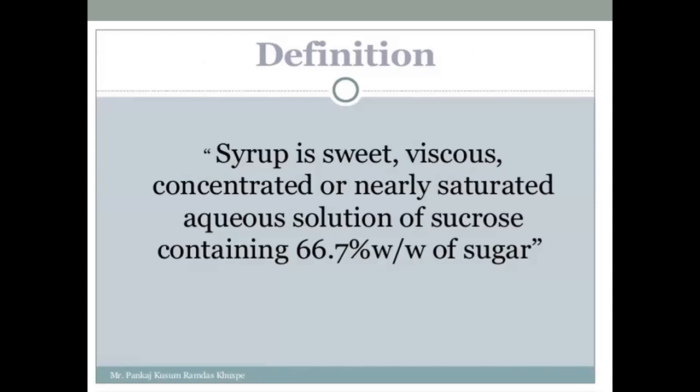Syrup is a sweet, viscous, concentrated or nearly saturated aqueous solution of sucrose, which contains 66.7% weight by weight of sugar. Have you already prepared syrup in practical or not? Yes, ma'am. So syrup is sweet because sugar acts as a sweetening agent. Why is it saturated and concentrated? Because sugar is mixed in the water and after that heat is provided. That's why it becomes saturated and concentrated. So this is the definition of syrup.